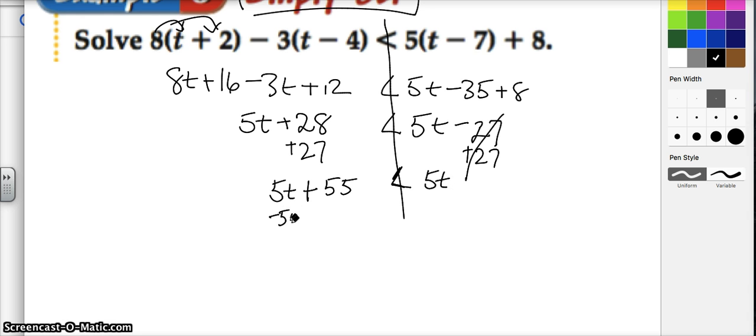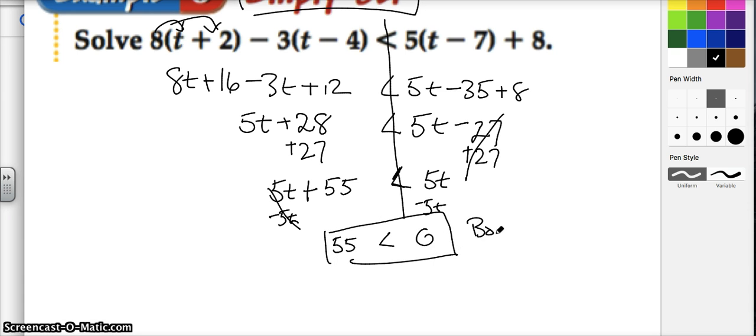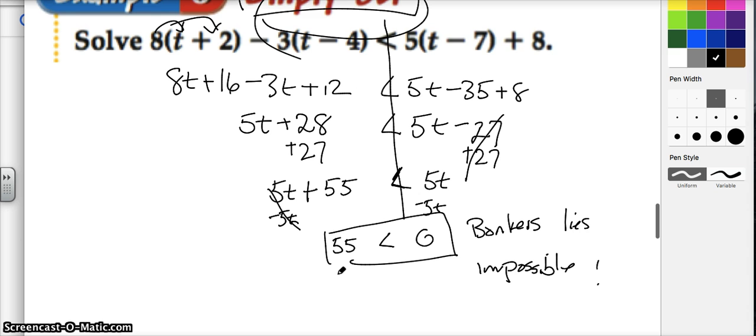Let's see what happens. If I subtract 5t from both sides, I'm going to end up with 55 is less than 0, which is bonkers. It is what I would call a lie. It's impossible. And when you have a situation that's impossible like this in mathematics, there's no t value that's going to make this true. The answer is the empty set, or sometimes we might write no reals. And so you see why that happened.